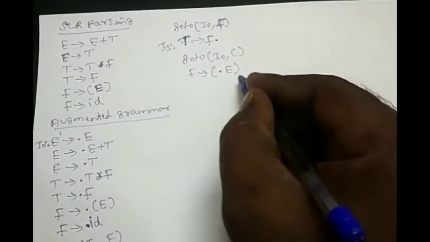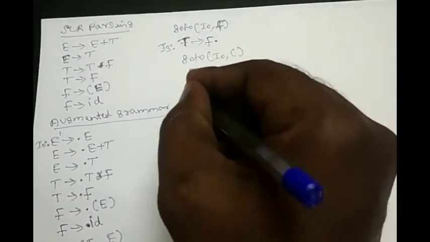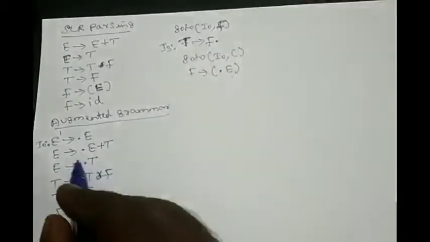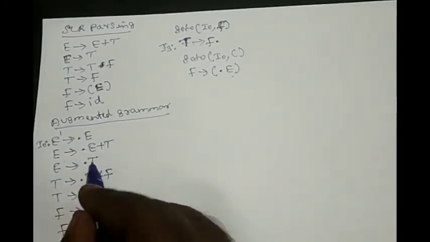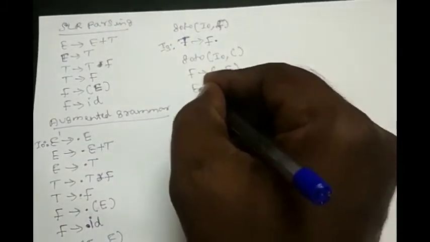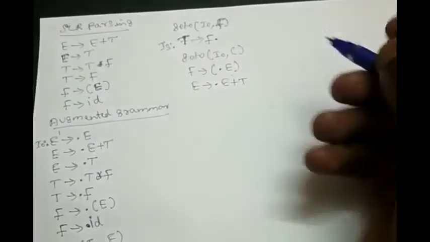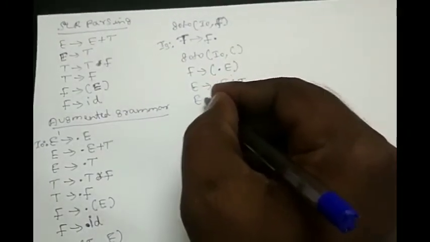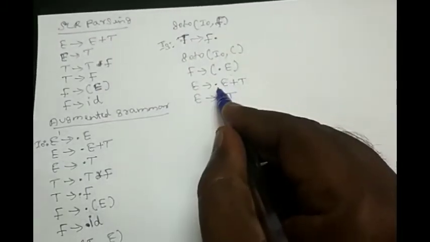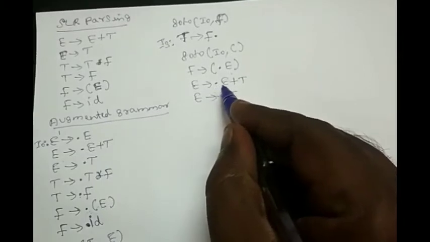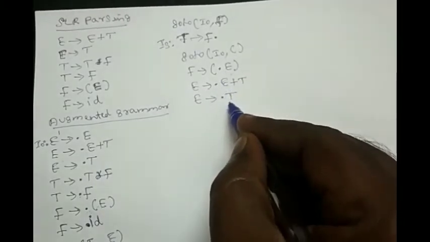Now since the dot is before a non-terminal called E, you have to include all the productions of this E here. So what are the productions for E? E tends to dot E plus T and E tends to dot T. Now when I look at this, the dot is before the non-terminal E, but all the E productions have been included.